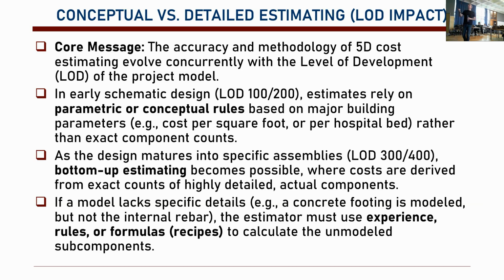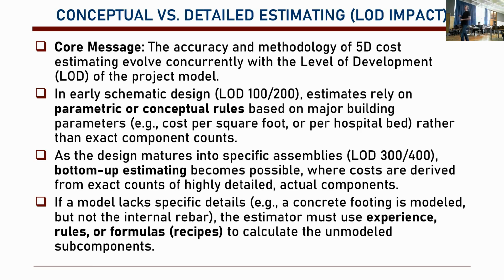A rough estimation. So, in this case, with LOD 100 or 200, you can have cost per square foot or, for instance, if it's a hospital, per hospital bed. More or less, they're roughly correct. But of course, you can make it cheaper or more expensive based on your choices of materials, choices of construction, the location, etc. The time, that changes. And once you have LOD 300, 400, then we can have bottom-up estimating, which is basically estimating based on components. You can do that too.